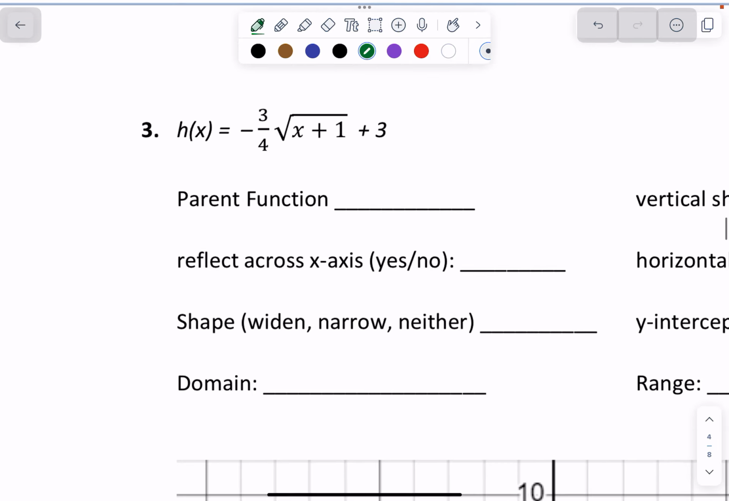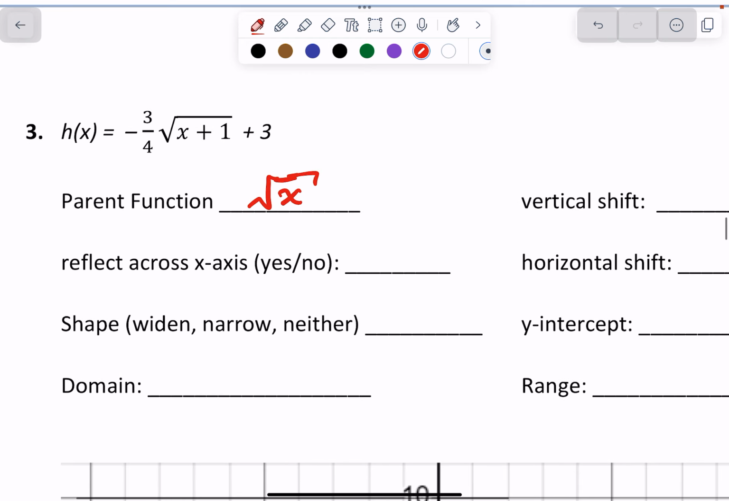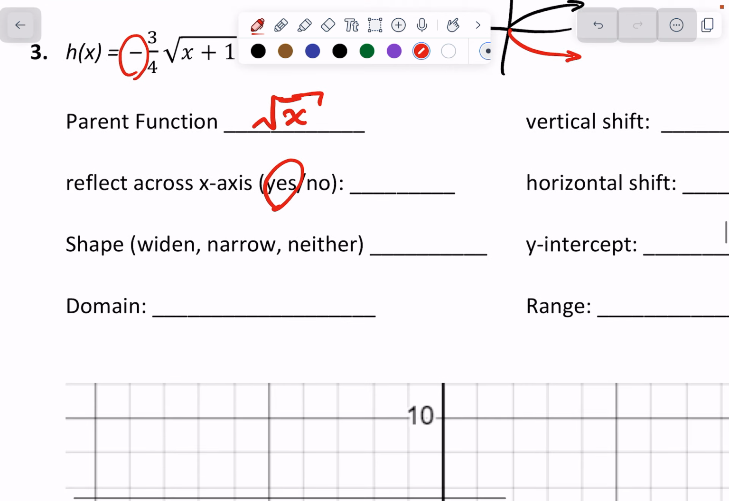All right, number 3, parent function. I'll try to go through this somewhat quickly. I know this video is getting long. Reflection across the x-axis. This negative tells us yes. So keep in mind the typical parent function looks like this, but we know it's going to flip at some point, and it's going to be upside down. So keep that in mind.